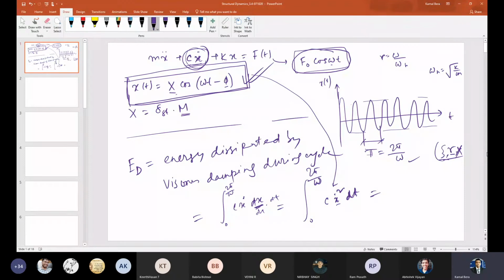Good. Everybody understood what I am trying to say, or what I asked you to do? I asked you to basically perform the integration, not just to practice integration, but in order to find out how much energy is dissipated by the viscous damping during one cycle of oscillation. So that is what I want to find out, and we define that as ED, the dissipated energy.